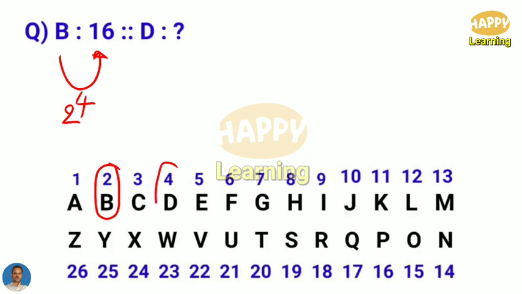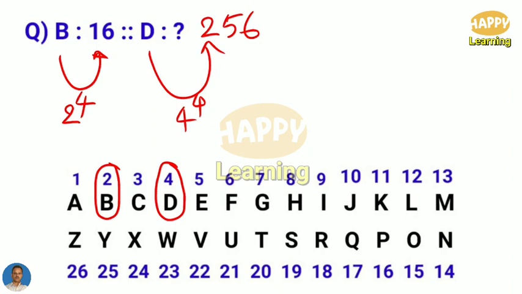Similarly, what is the code for D? D is coded as 4, then 4 power 4 equal to 256. So the answer is 256. Answer is 256. Okay, right.